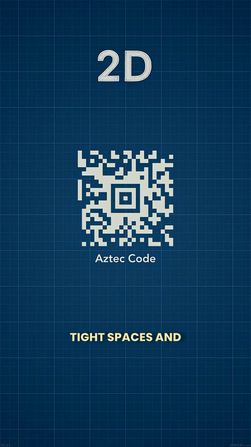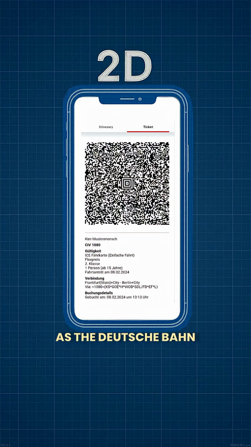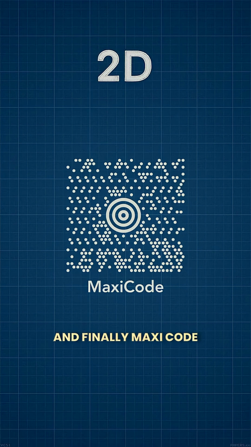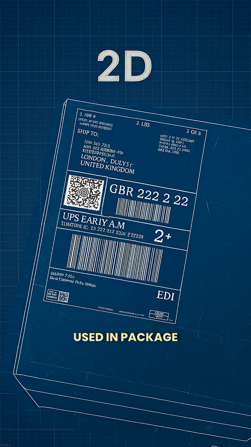Aztec codes don't require a quiet zone, or the white border surrounding a QR code, so it's great for tight spaces and often used for train tickets such as the Deutsche Bahn, the British National Rail, and Via Rail here in Canada, to name a few. You can tell an Aztec code by its little bullseye-looking center. This is standard across all of them. And finally, Maxi code, which is ideal for scanning moving items. So it's often used in package tracking by companies like UPS, who are the ones who developed it.